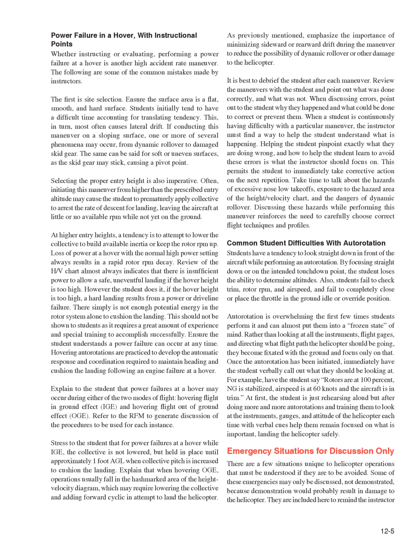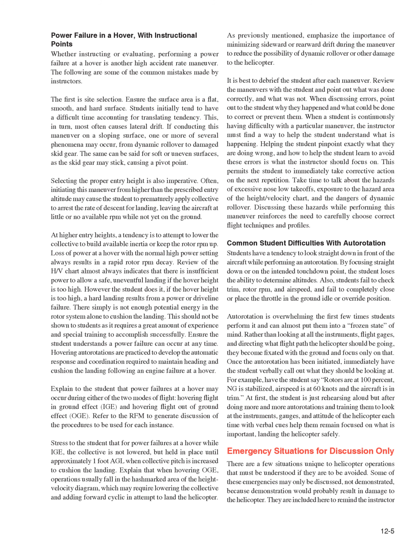Stress to the student that for power failures at a hover while IGE, the collective is not lowered, but held in place until approximately 1 foot AGL when collective pitch is increased to cushion the landing. Explain that when hovering OGE, operations usually fall in the hash-marked area of the height-velocity diagram, which may require lowering the collective and adding forward cyclic in an attempt to land the helicopter. As previously mentioned, emphasize the importance of minimizing sideward or rearward drift during the maneuver to reduce the possibility of dynamic rollover or other damage to the helicopter.